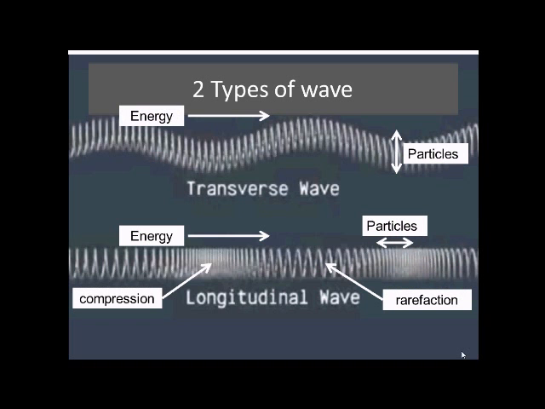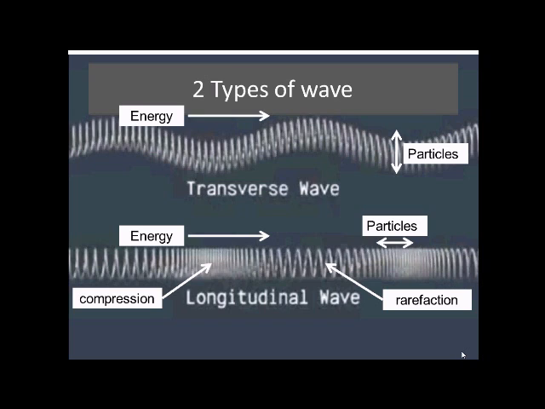So first of all, to look at the two types of waves you're expected to know about, we have transverse waves and longitudinal waves. The first thing you should notice is that in both of these waves, the particles aren't actually being moved from one place to another. The particles are just oscillating. So waves don't move particles, they transfer energy. The particles just oscillate. So in transverse waves, the particles oscillate perpendicular to the direction of transfer of energy. So they oscillate up and down.